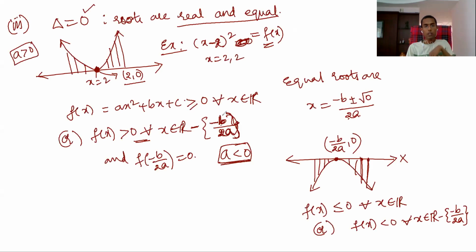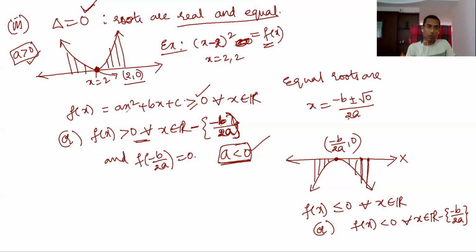Next, the third one: delta equal to 0. If a is positive, f of x is positive or 0. If a is negative, f of x is negative or 0 for all real numbers. This is the same as delta less than 0 except for one case. If delta equals 0, the two roots are equal, so now you get repeated roots.